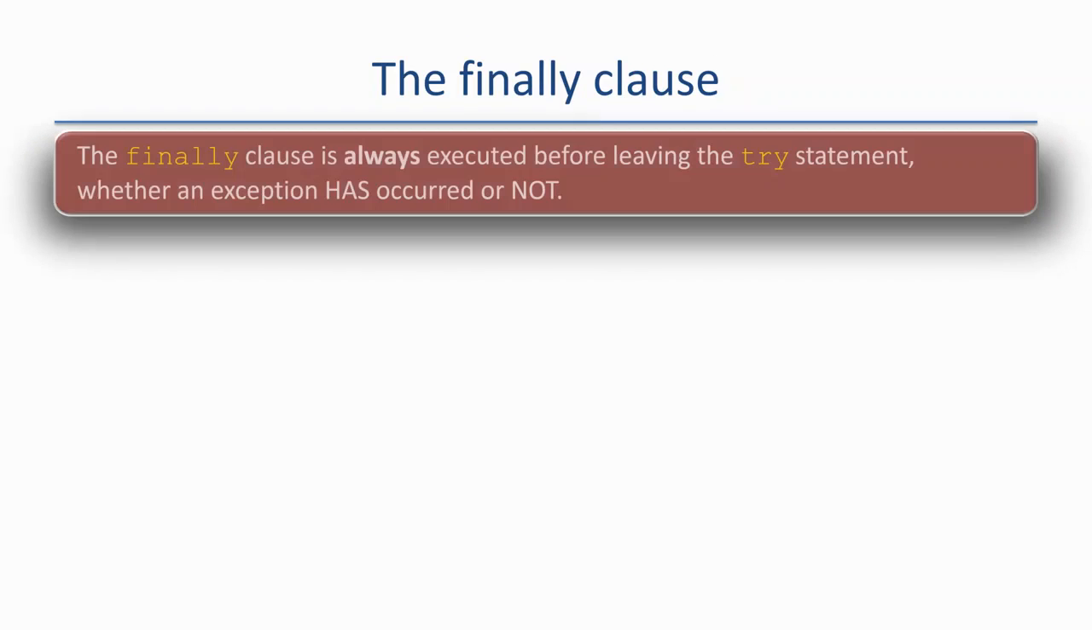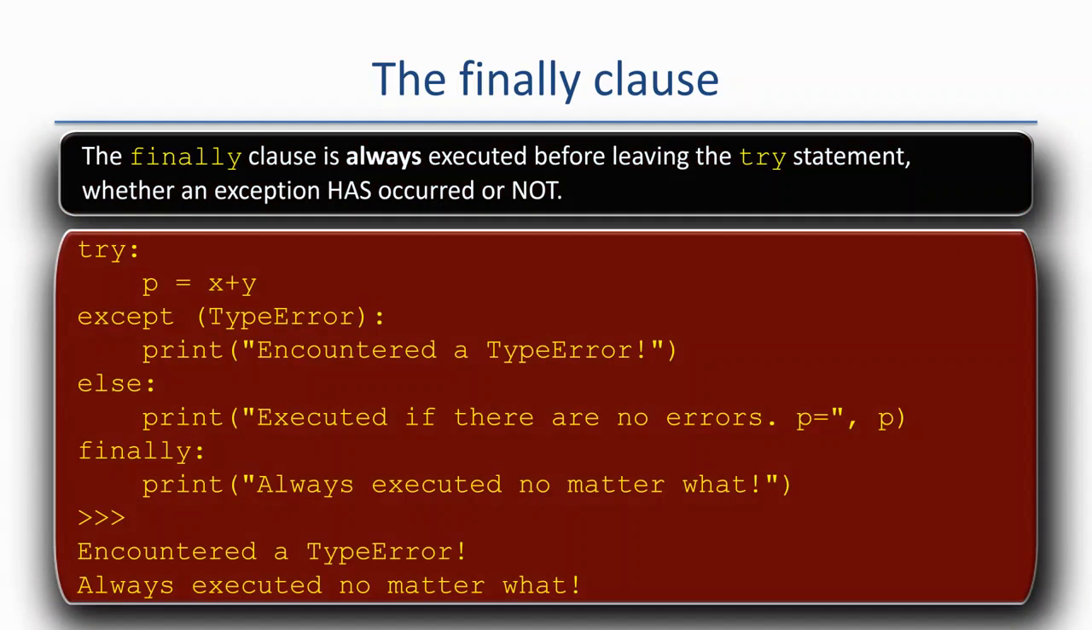You can add an optional finally clause at the end of the try except statement. The finally clause will always be executed no matter if you have an exception or not. Usually the purpose of the finally clause is to clean up your code if it is needed.